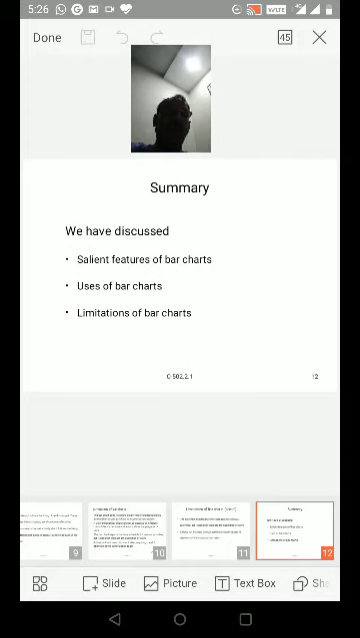Bar charts are also helpful. A bar chart is nothing but a Gantt bar chart. Bar charts are also helpful for managing the dependencies between tasks. So, in this chapter, we have discussed salient features of bar charts, uses of bar charts, and limitations of bar charts.